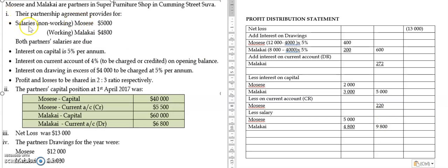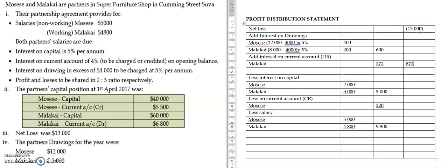Have we missed any of the entries? Let's check. Salary we have recorded, we have done interest on capital, we have done interest on current account, we have charged interest on drawings. So that's all. Now let's do the calculation. You do the addings first. So 600 plus 272 total comes to 872, which has to be added to net profit.